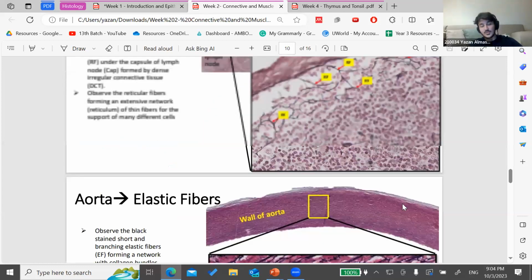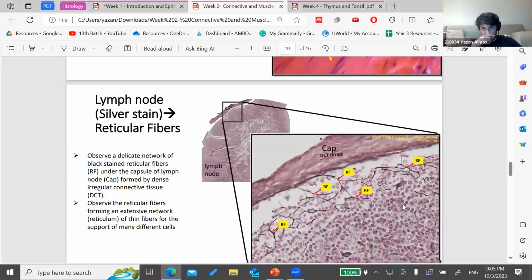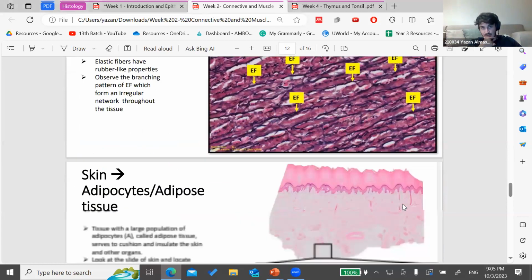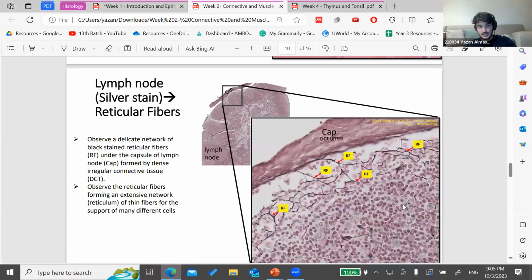Now, two more things to keep in mind. I didn't put questions about these, or I put a question about one of these. So I'm just going to explain them well in case we don't go through them in my slides. We have to know that in the lymph nodes, we're going to have reticular fibers. These are the ones, wait, I want to get the drawing thing.